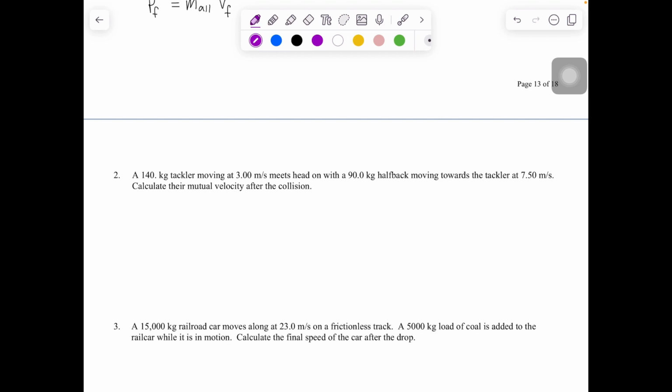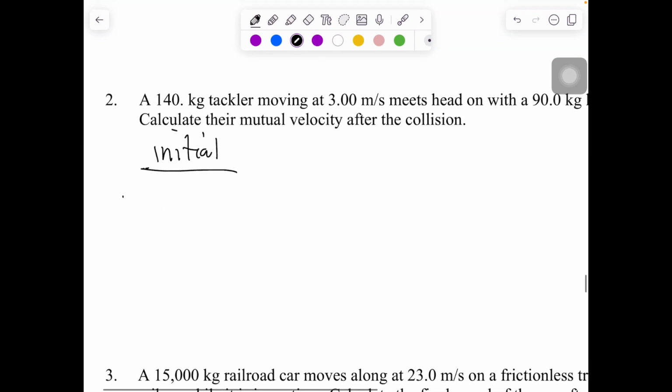So this is still inelastic. It's just like the first two that we looked at. The person runs into the other person, and they tackle them. So they hang on, so the two people move off together all at once. And so again, we're going to do initial. For P initial, we're going to do P of the tackler, I'm going to call that T, plus P of the halfback, I'm going to call that H. Again, we need to do mass times velocity of the tackler plus mass times velocity of the halfback.